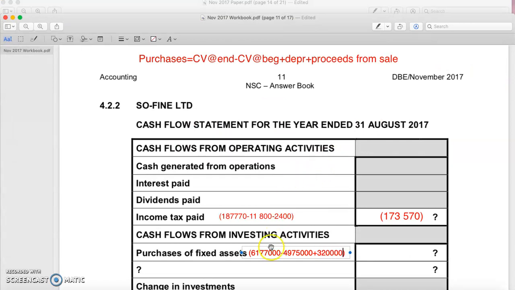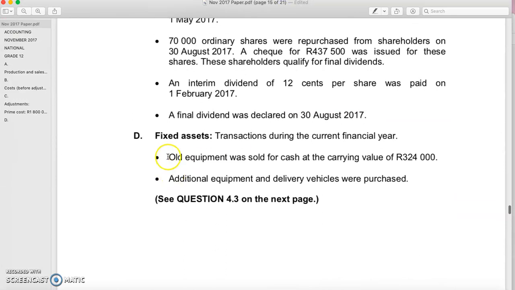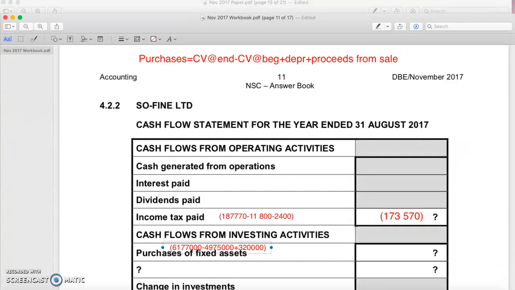And then last, we want to look at, are there any proceeds from sale? Did we have any sales? Yes, okay, all the equipment was sold for cash at a carrying value of 324,000 Rand. So they've already given that to me as well. So I just need to add that in there. And that's it. That's how I got the purchases amount.